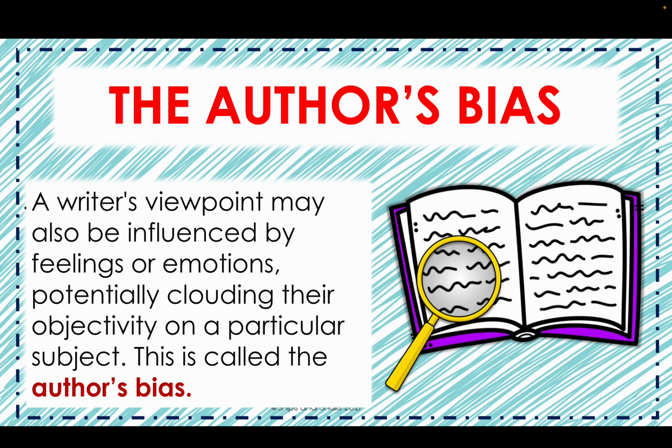So let's now move to the author's bias. Talking about implicit reasoning, reasoning may show what the author feels about certain subjects. A writer's viewpoint may also be influenced by feelings or emotions, potentially clouding their objectivity on a particular subject. This is what we call the author's bias.